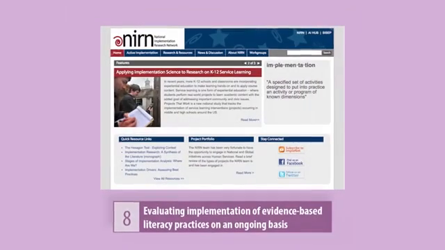The last step of the roadmap provides recommendations for monitoring implementation and additional resources for understanding implementation through a systems approach. The National Implementation Research Network is a great resource for your organization.